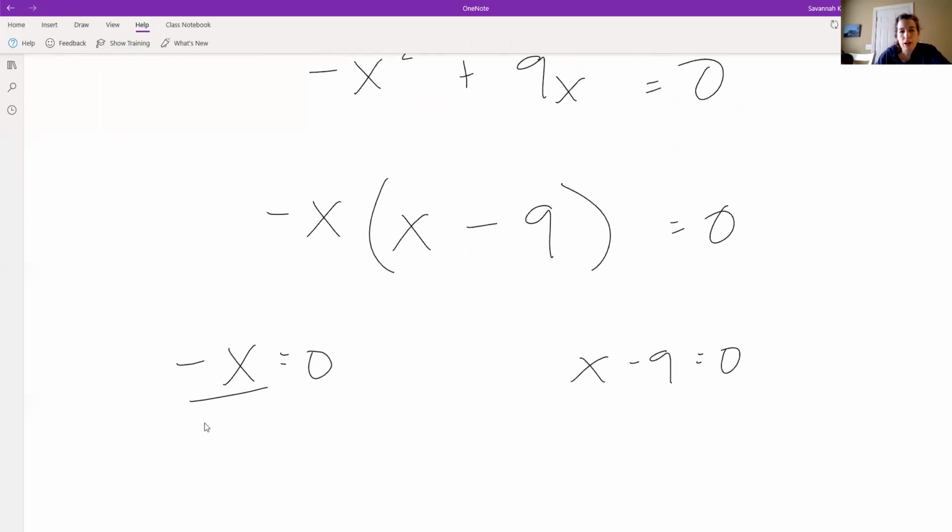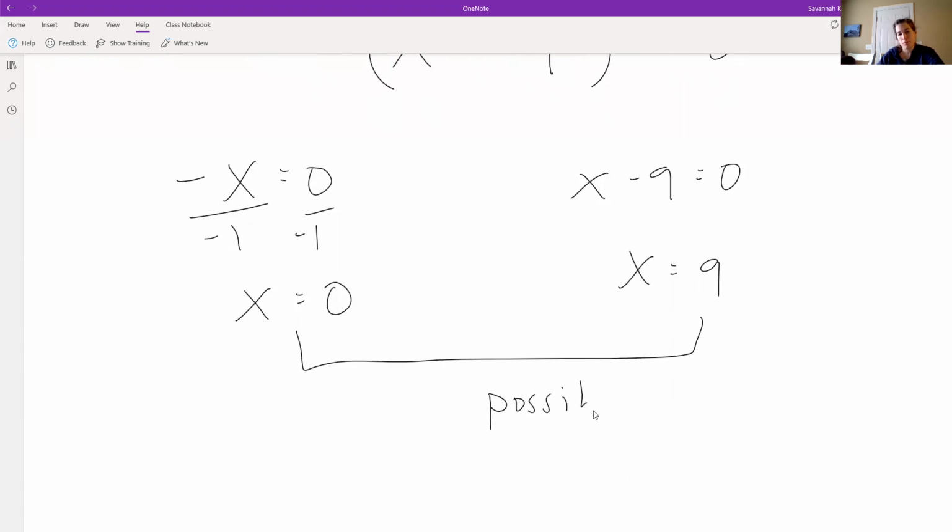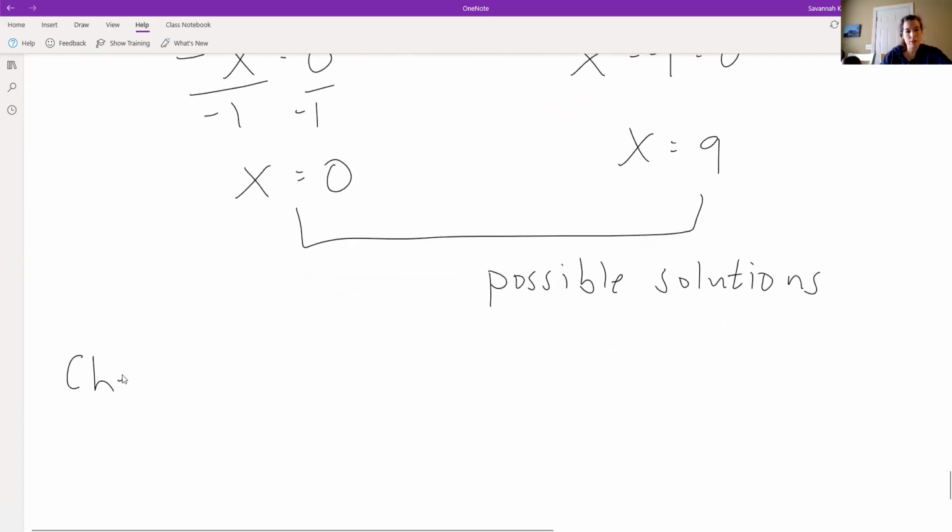Now, if I divide both sides by negative 1, x is going to equal 0. And then x is going to equal 9. Those are my possibles. So now comes just the grunt work, where you have to check, but I guarantee you checking is worth it.